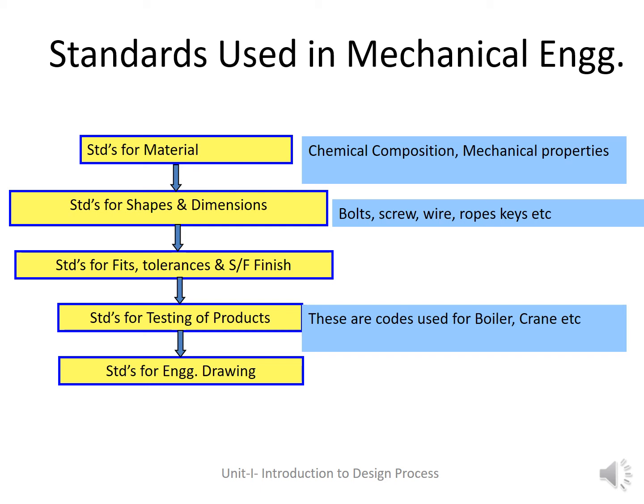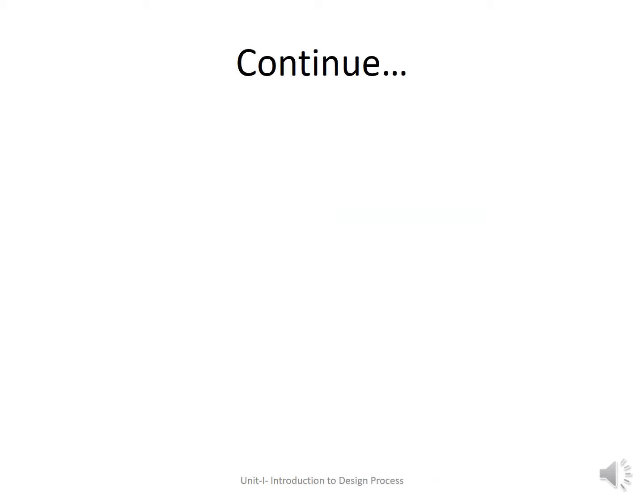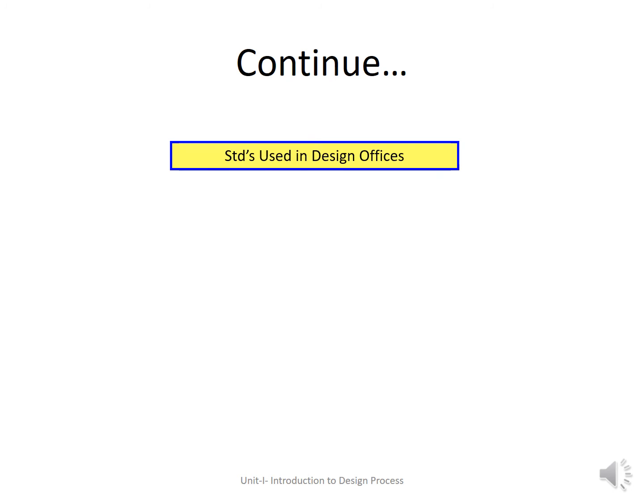Now standard for drawing. We all are engineers, you are in the third year, so you all know that is engineering drawings. The engineering drawing symbols are there, first angle, third angle symbols are there, then tolerance symbols are there, dimension symbols. Okay, now let's see how the standards are used in design offices. We have seen the different types of design in the previous slide. Now let's see how these designs are defined.